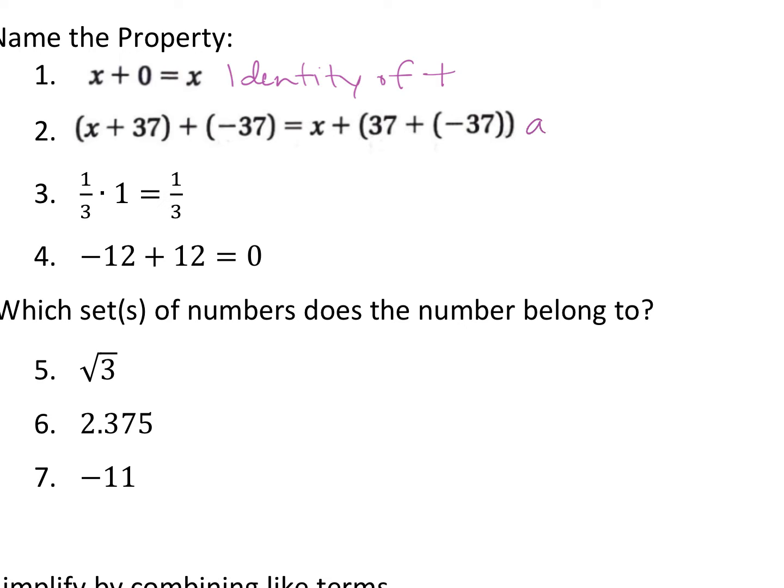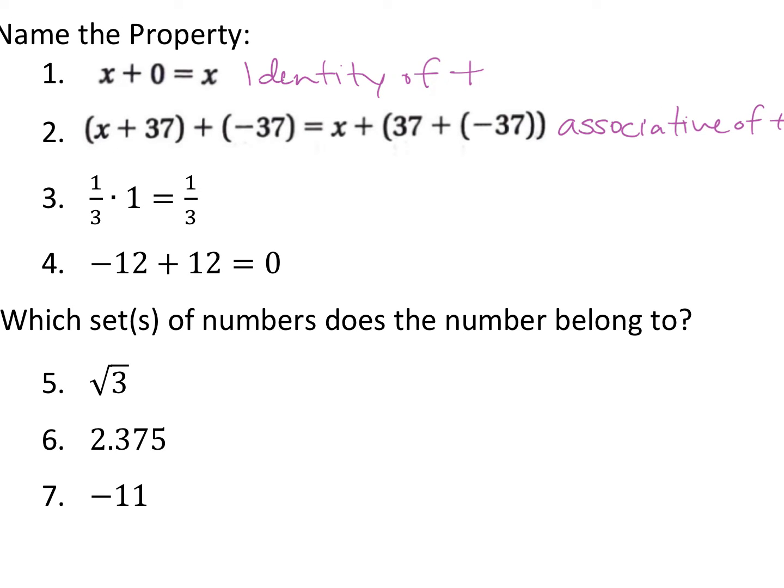Commutative and associative seem to be the ones that often get mixed up. Associative of addition means we were adding these two things. Now we're going to start by adding these other two things first, and we're still adding them all, but it's just the order we're adding them in is different.